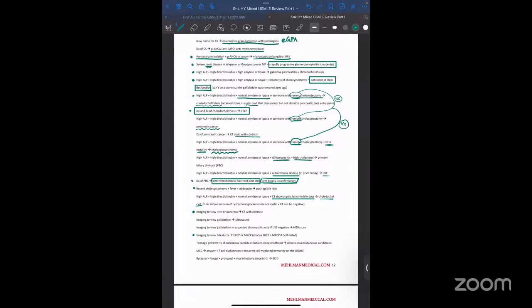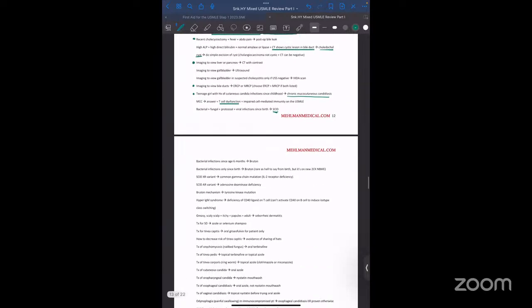Choose ERCP over MRCP if both are listed. Then teenage girl with history of cutaneous candida infection since childhood. This is chronic mucocutaneous candidiasis. Most common answer is T cell dysfunction, impaired cell-mediated immunity on USMLE. Bacterial plus fungal plus protozoan plus viral infection since birth is SCID.